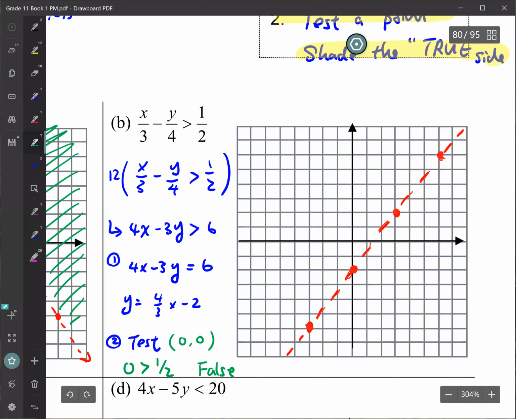Waylon, are you there? Yeah, I'm here. Oh, where'd you go? I went to the washroom. Oh, okay. So we found out it's false here, right? So where do we do the shading? Can you help us shade on the screen? Okay.